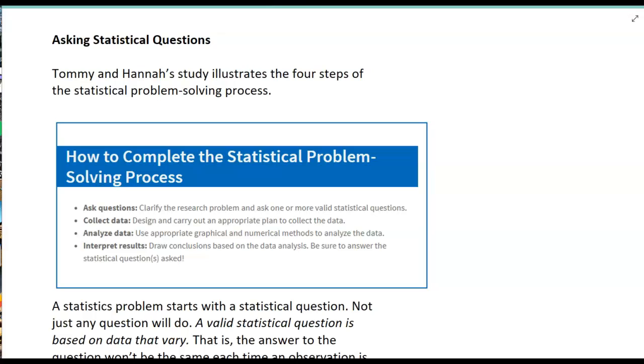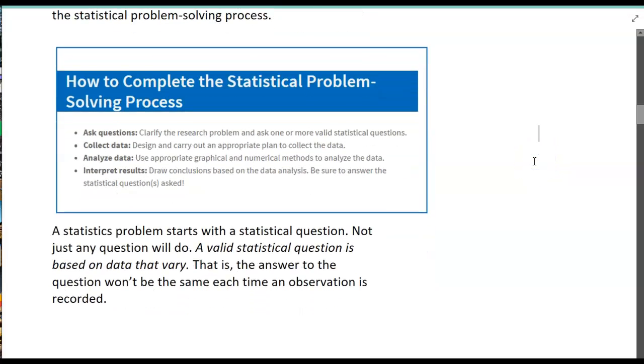Okay, now a statistical question is based on data that vary. Okay, it's got to change over time. The answer won't be the same each time an observation is recorded.